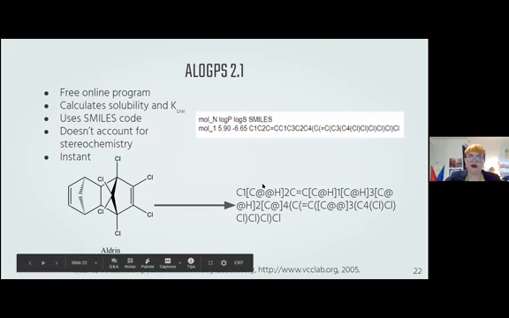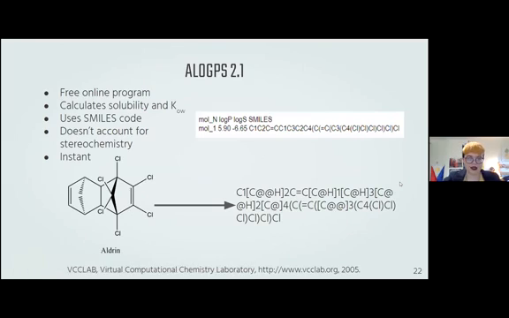This here is the SMILES code of Aldrin. I certainly don't know how to write something in SMILES code, but SMILES codes are available on PubChem for most compounds. So you can just copy and paste it out of PubChem, which is really useful. And so here I have the readout for ALOGPS 2.1. This first value here, 5.90, is log P, which is the same as the log KOW. The second one here is the log of the solubility, and then the SMILES code comes back out.